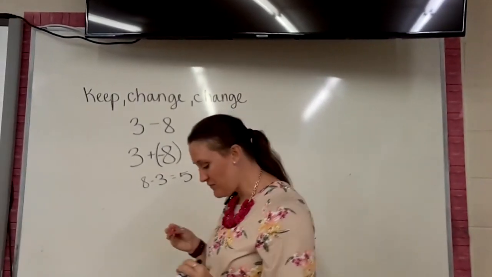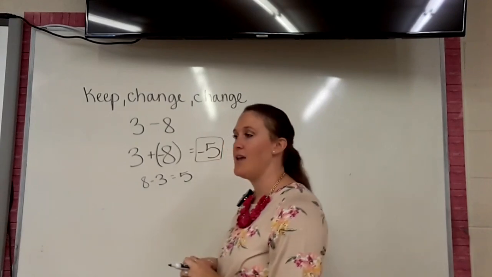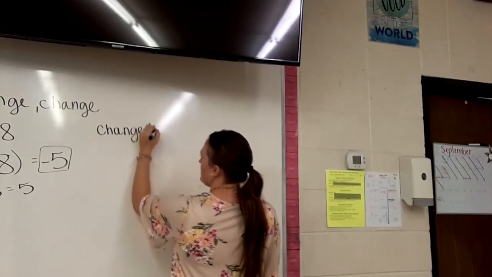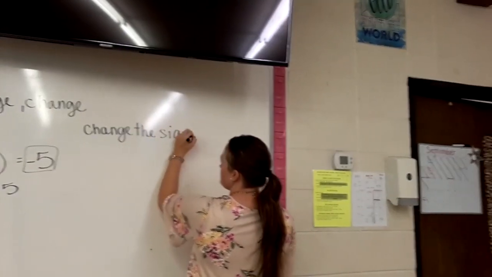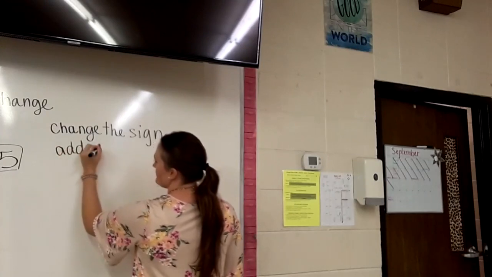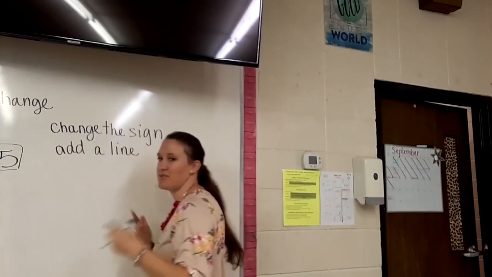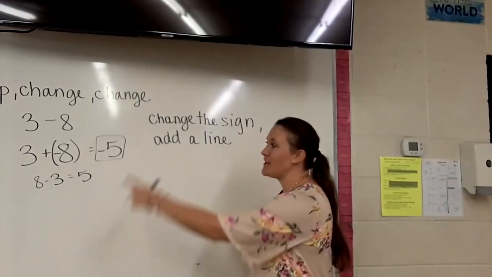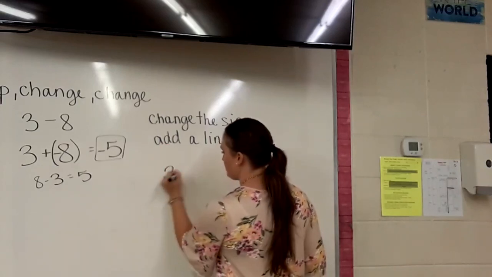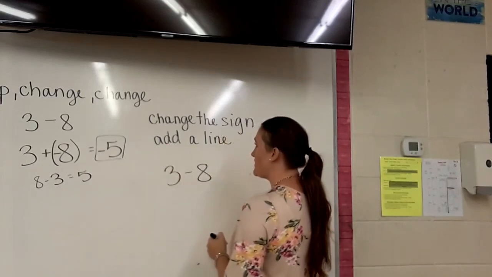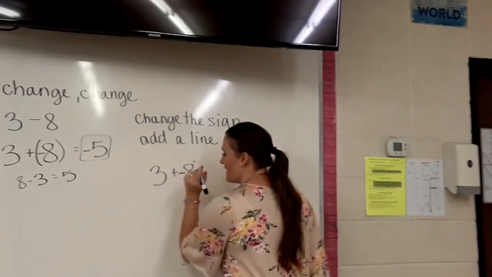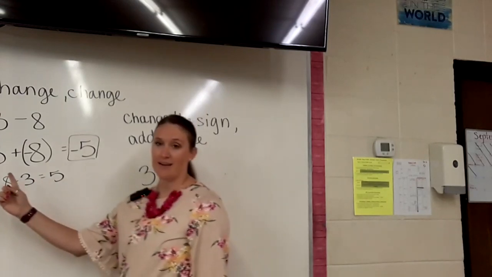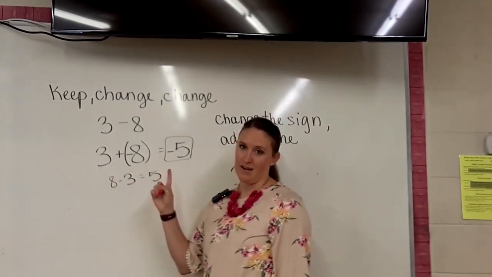The other way that I want you to write down, either under that or beside it, is called change the sign, add a line. Change the sign, add a line. That one's kind of a way to remember. Change the sign, add a line. You can sing it, I don't care. Okay, so what this one means, we'll just use the same number, 3 minus 8. It just means change the sign between them, add a line for your second number. Change the sign, add a line. And then now if you notice, we're back to over here, solving that problem to get negative 5.